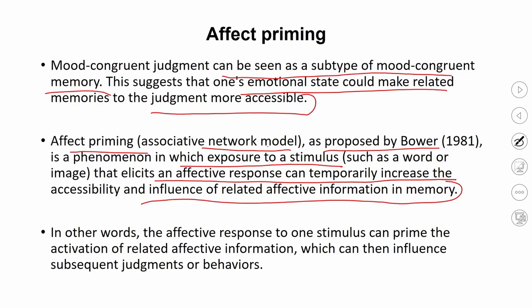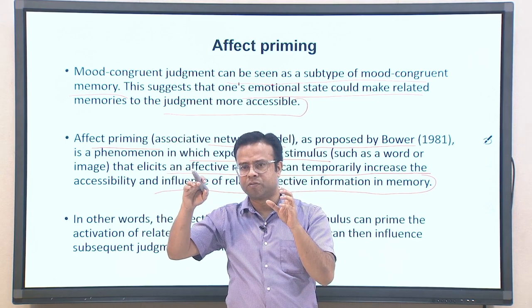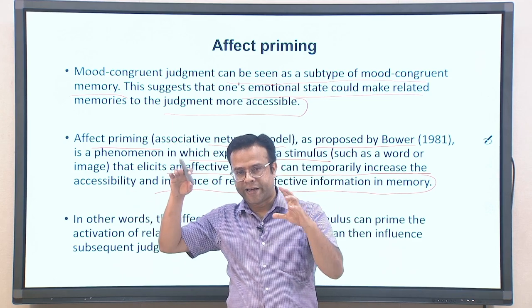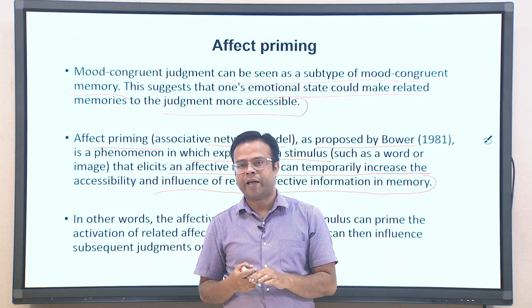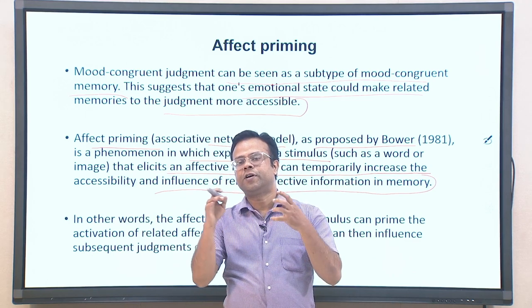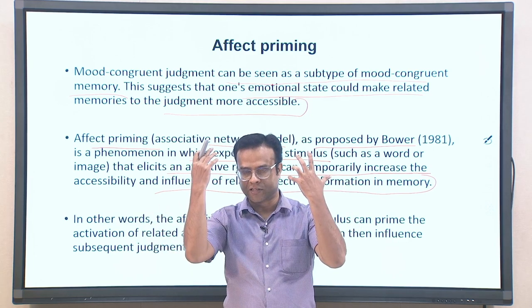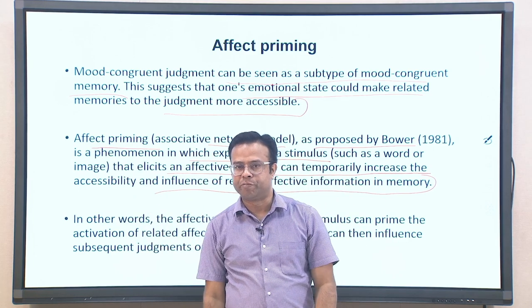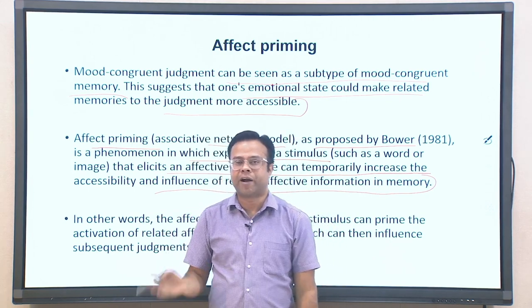So it basically says, when you are exposed to a stimulus, whatever stimulus, some environmental stimulus, some person, some word, some images, it elicits certain emotions, an emotional response, which can temporarily increase the accessibility of the memories associated with those emotions, and can influence whatever memories are accessed, and which can influence your decision making process.